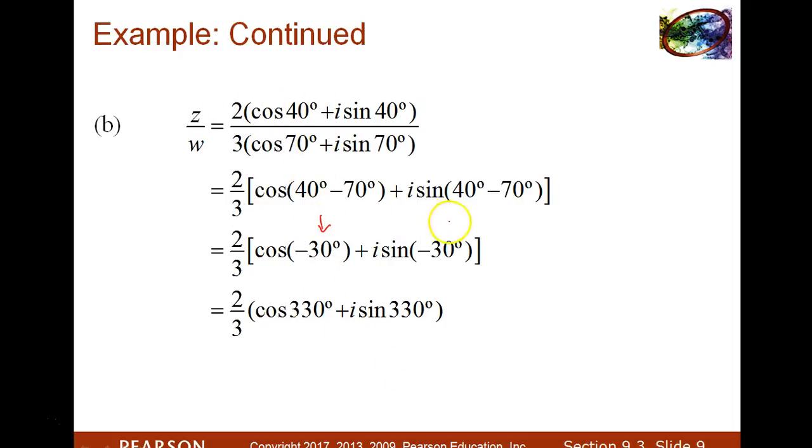Watch out for those negative angles. A cos of a negative 30 is the same as a cos of a 330, right? Because we don't want the negatives in here. And same thing in here.